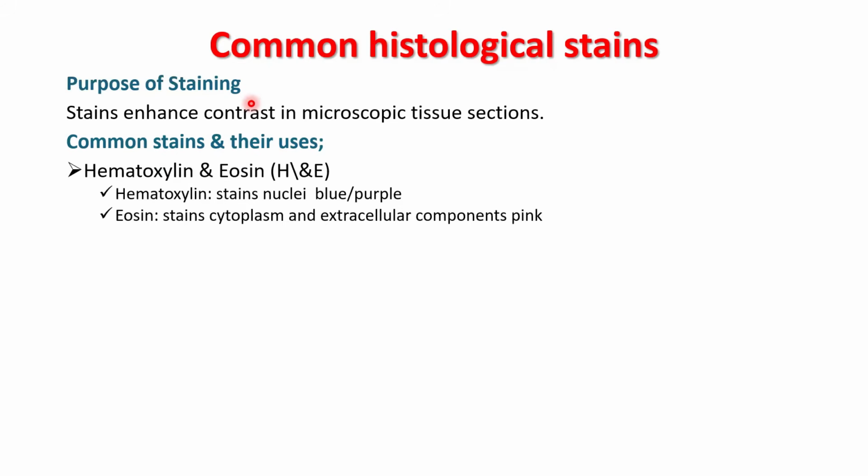So one of the commonest stains that we use is known as hematoxylin and eosin, H&E. This stain contains two parts, from the word itself, hematoxylin and eosin. Hematoxylin ideally stains the nuclei. It will stain it blue or purple. Then the eosin part of this H&E stain will stain the cytoplasm and the extracellular component. It will stain it pink.